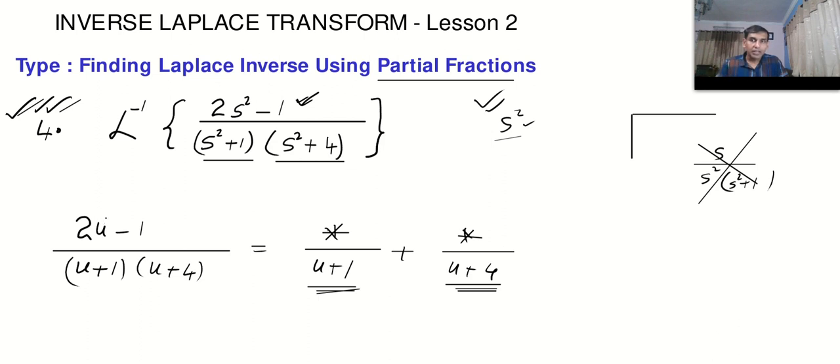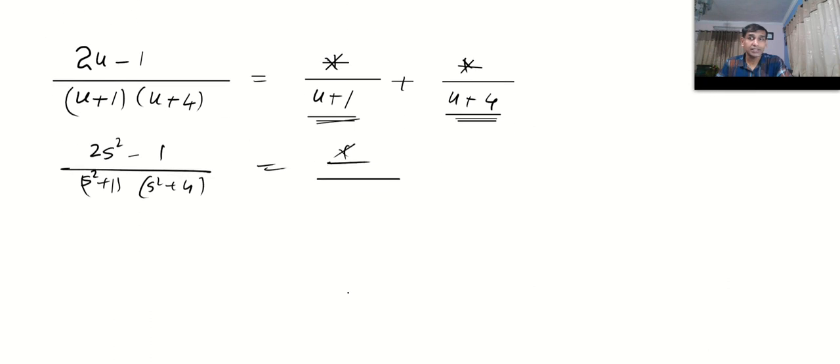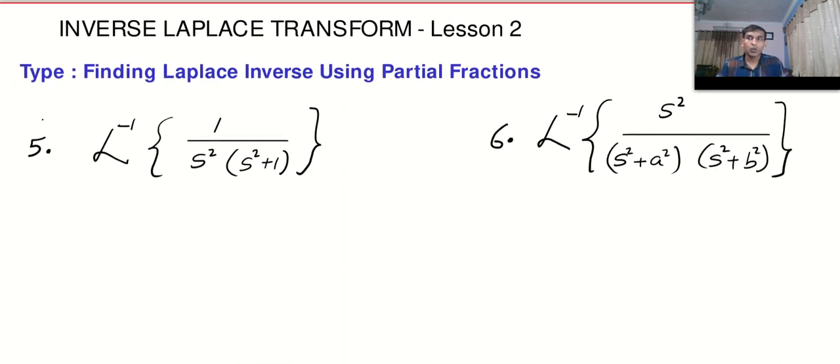Now, replace every u with s square so that you will get the decomposition of this function, s square plus 1, s square plus 4, and you know the values, and take Laplace inverse on both sides. I'll give you one more question like this so that you can practice. Not one, two questions are waiting for you. So can you see? This function is made up of s square and s square, so the trick will work.